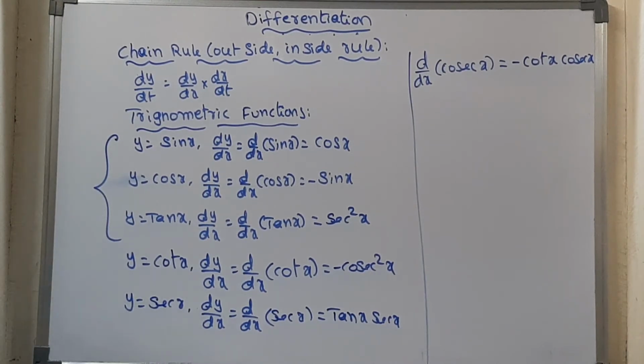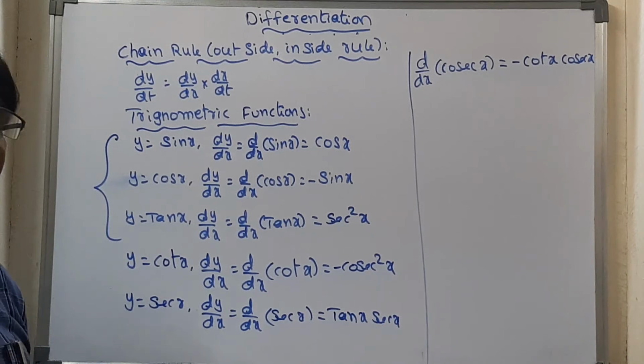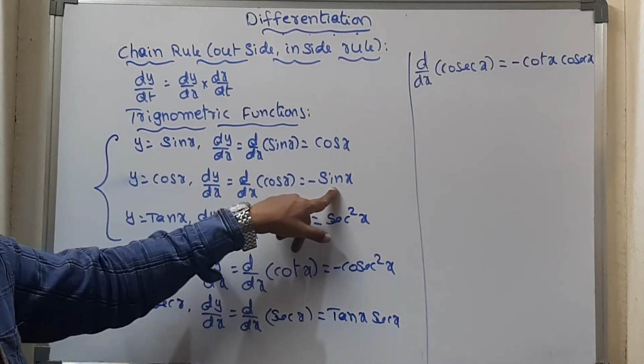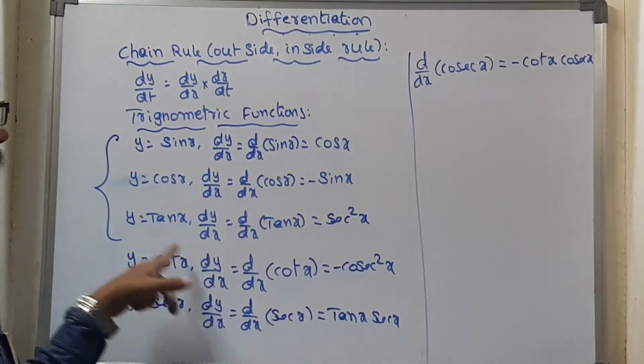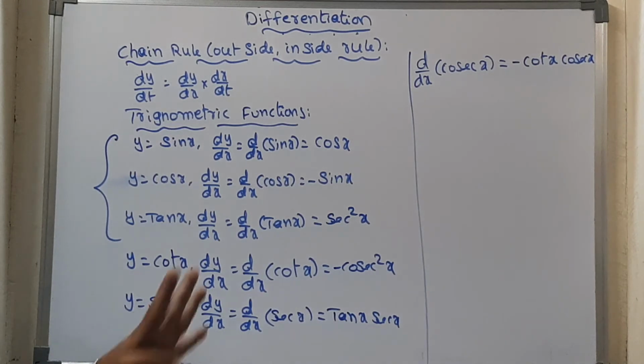If y is equal to sin x, then dy by dx of sin x is equal to cos x. But the differentiation of cos x is minus sin x. Minus sin x, you have to keep that in mind. And the differentiation of tan x is equal to secant square x. You can keep all these values in mind, that's enough. You just have to memorize these once.